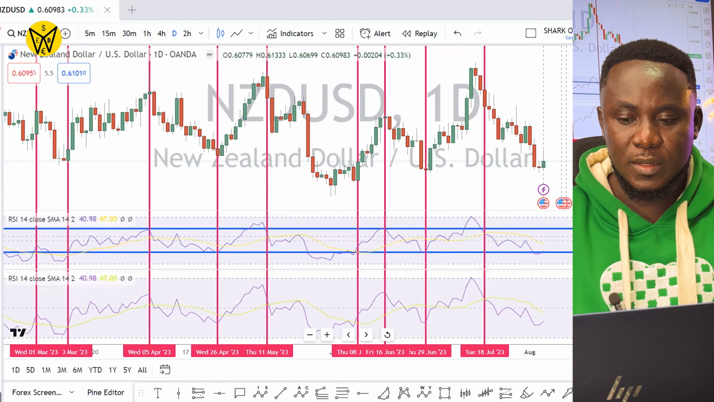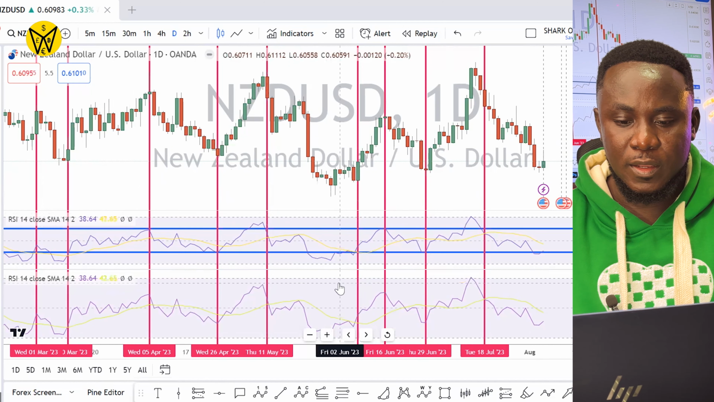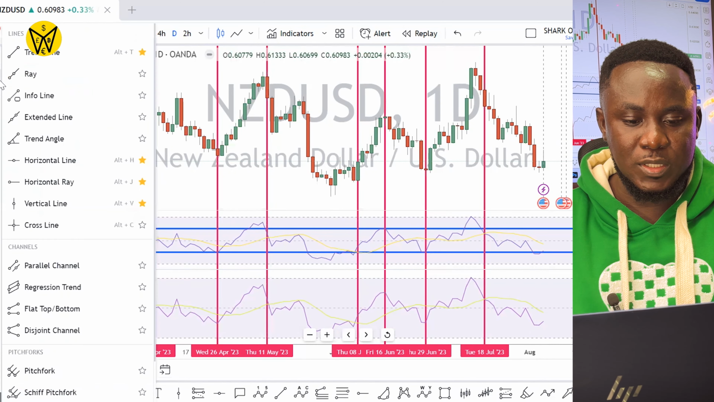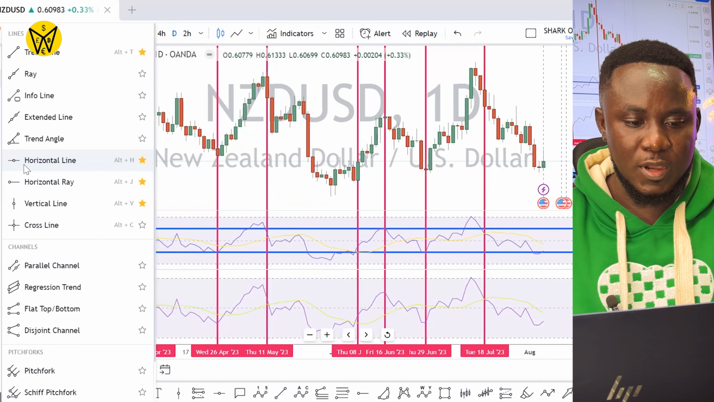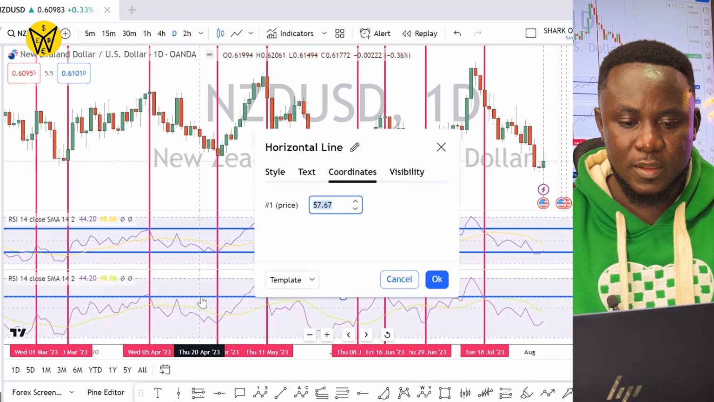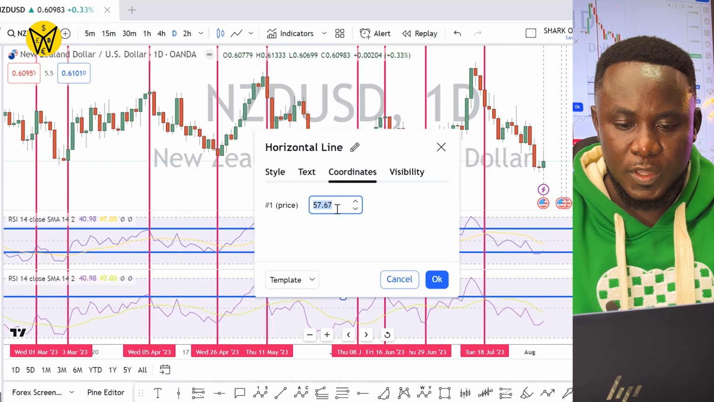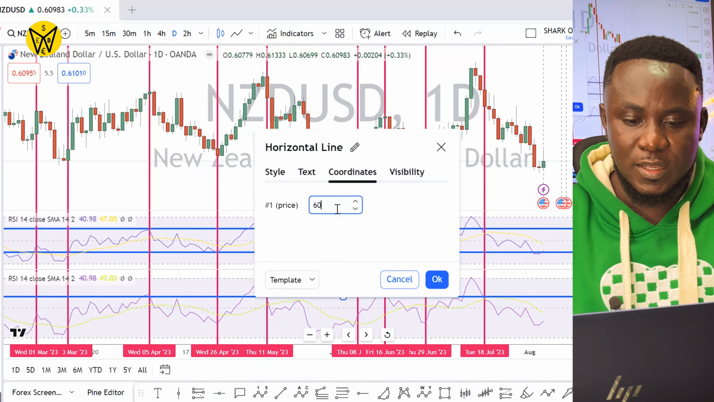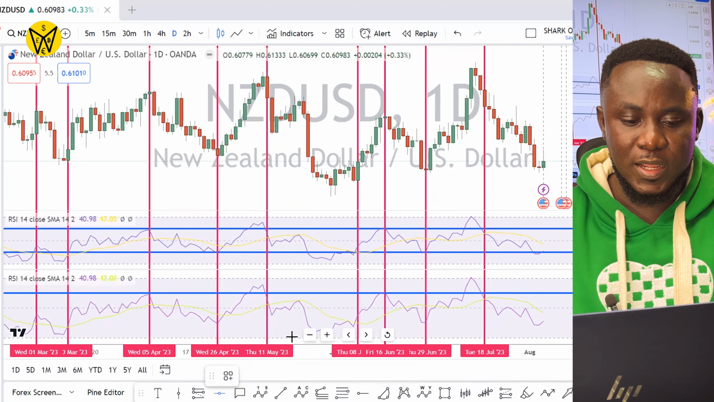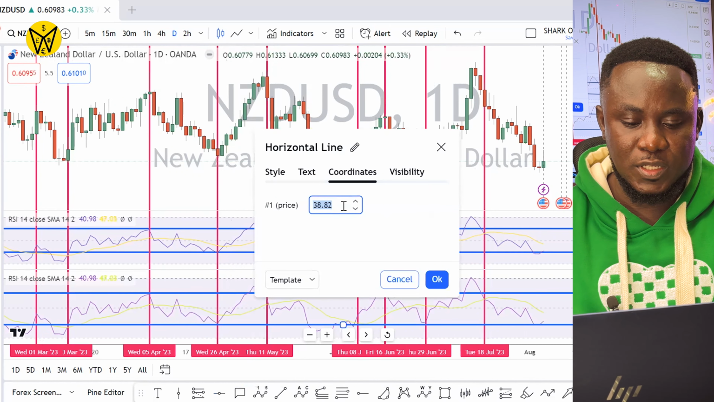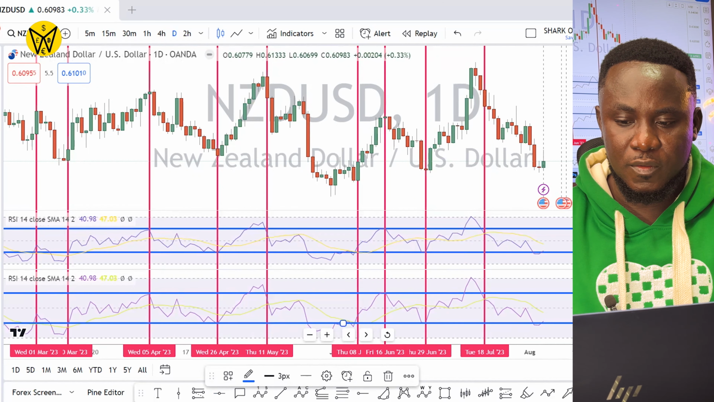Then what you do is use your horizontal line to mark across the tops and downs of the RSI. So you have this, mark it down here. You change the coordinates, the upper coordinate to 60, and the lower coordinate to 40. Now let's take this one off.